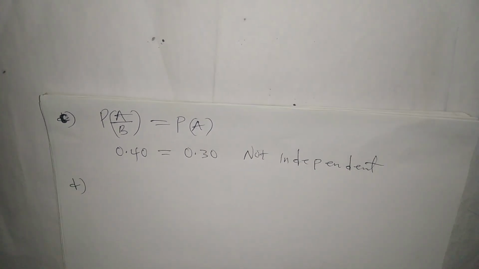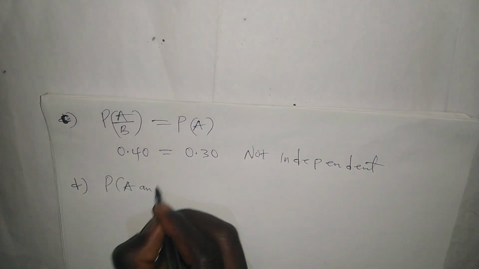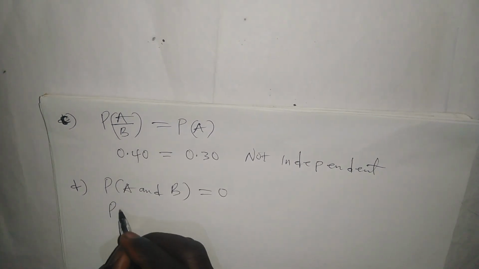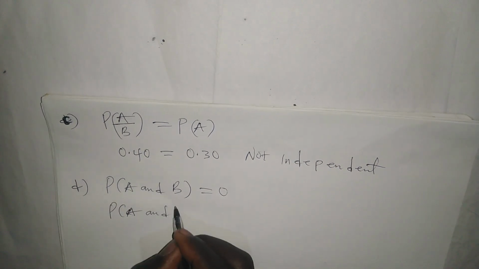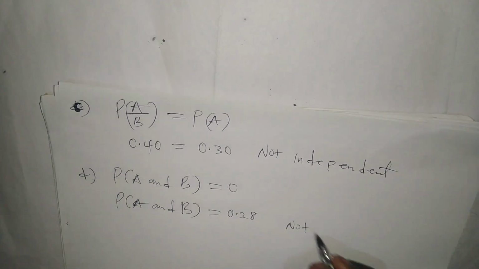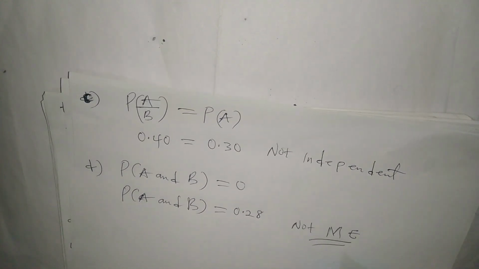Now let's look at D. D says, are the two events mutually exclusive? Now for events to be mutually exclusive, the probability of event A and B must be equal to 0. And in this case, the probability of A and B is equal to 0.28. Therefore, the two events are not mutually exclusive.